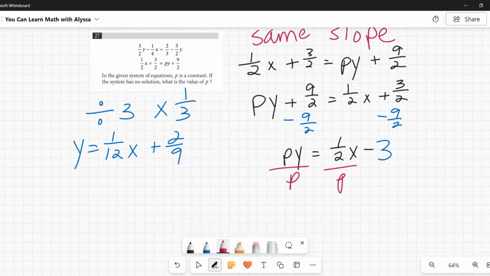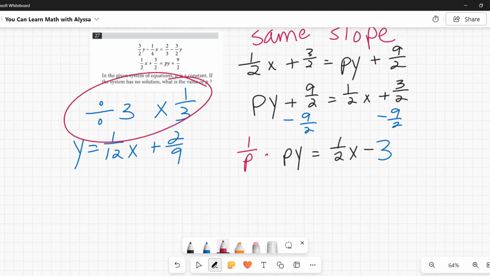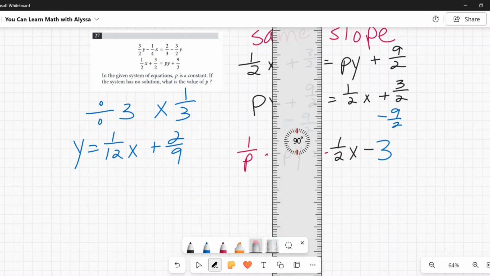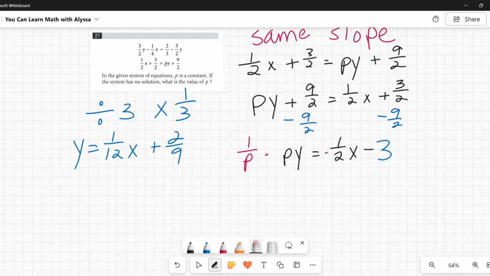I need to divide everything by p, or because it's a fraction, I need to do the same as multiply by 1 over p. Same difference. Divide by 3, multiply by a third. Divide by p, multiply by 1 over p. Okay, so same sort of thing. I'm actually going to write these out a little, spread them out a little bit. 1/2 x minus 3. Okay, so then I can say I need to multiply everything by 1 over p.